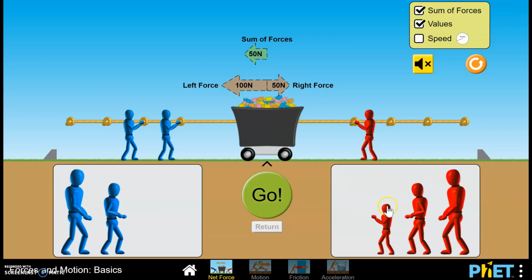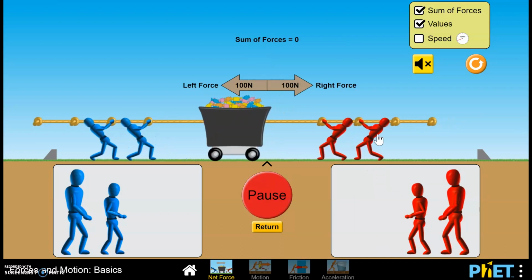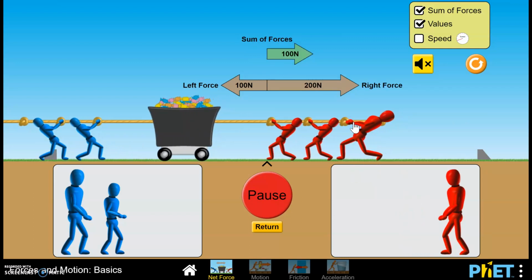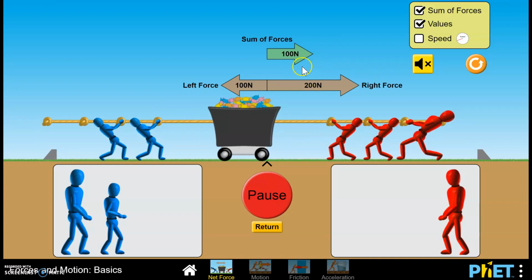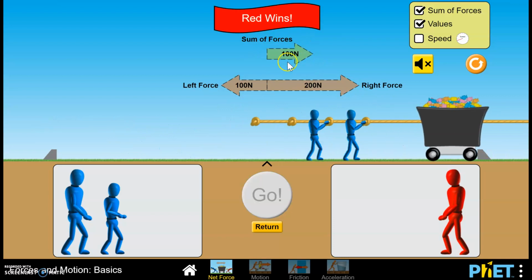So in order to create that unbalanced force, let's get it going. We got the blue team winning. Here's our balanced force. Nothing actually happens here because it's balanced. But in order to get the cart moving back to the red side, you have to unbalance this force. You can see that there's a net force of 100 newtons now to the right. Okay?